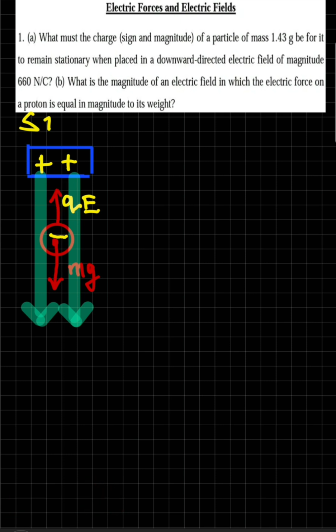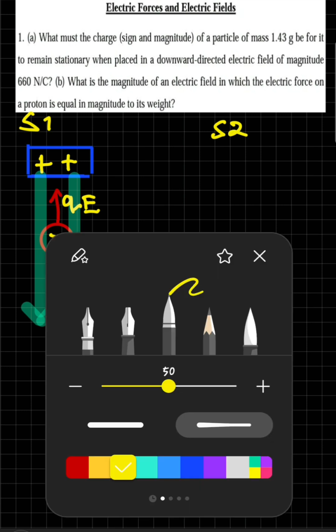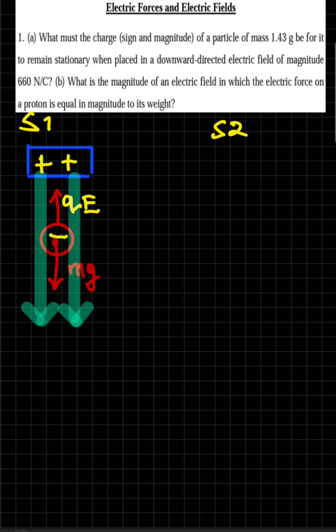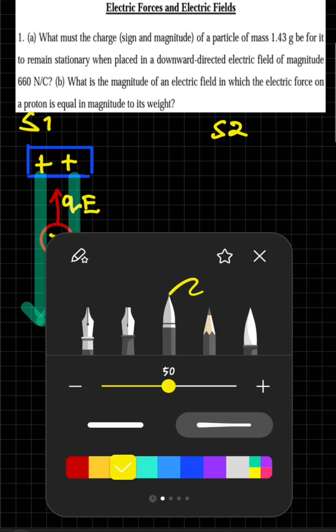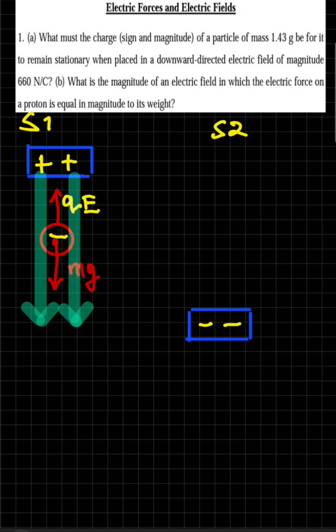But before we do so, I want to show you how we can use the second scenario now. So scenario 2, and in scenario 2 we'll have negative charges at the bottom. Like that. Then the electric field in this case will still also be directed downwards.